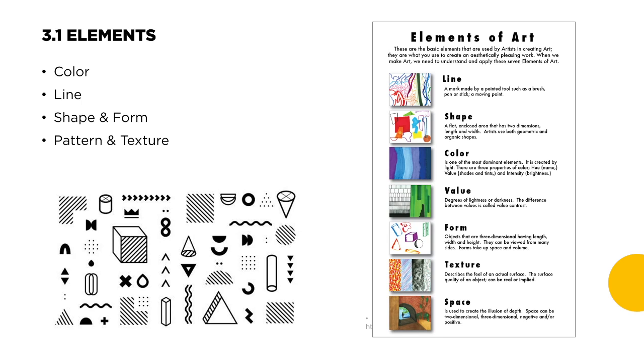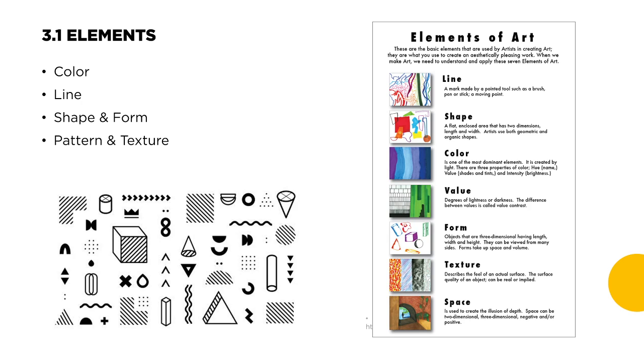Line, a mark made by a painting tool such as brush, pen or stick, or moving point. So if you think about your sketches, they're all composed of lines, okay? That's how we read form into whatever you've composed with those lines. Shape, okay, flat enclosed area, there's 2 dimensions, length and width. Can be both geometric and organic. Color, okay, that's an important one.